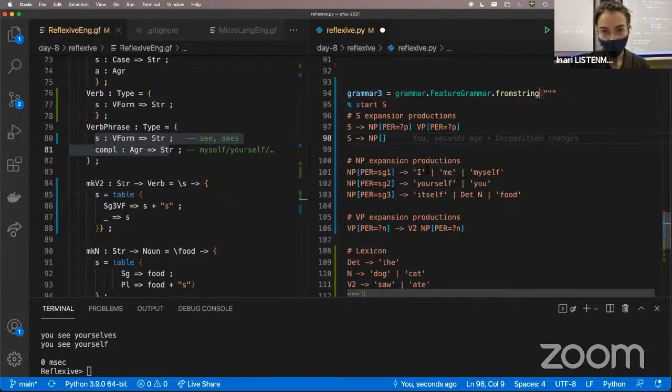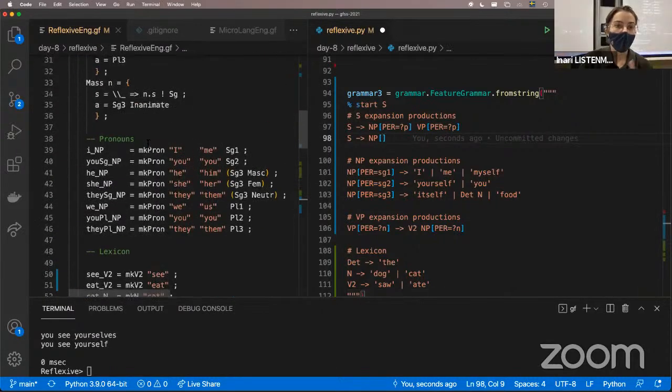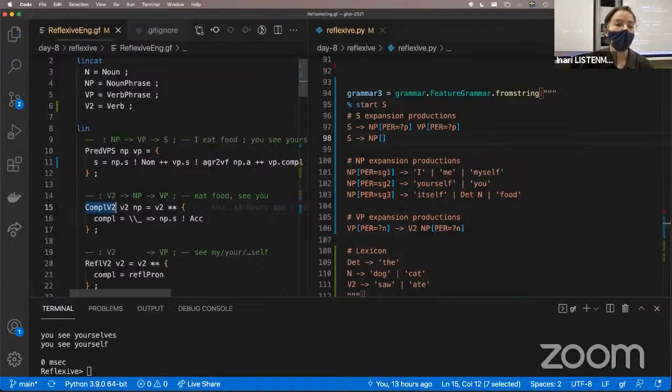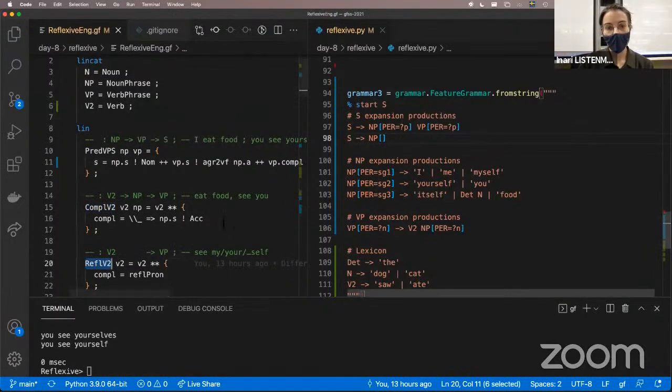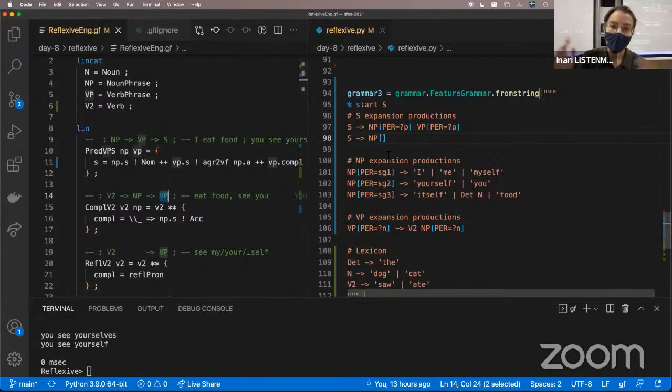Maybe that should work. So in the GF, I actually have 2 functions, a compl v2 and a refl v2. These both produce a VP, but I can't put any parameters into the VP in this Python thing. So I think I'm going to have to make different explicit categories here. So let's make the reflexive rule. We might tweak this later.